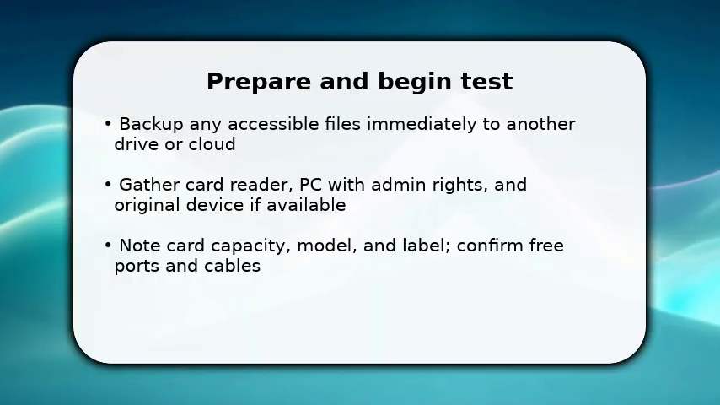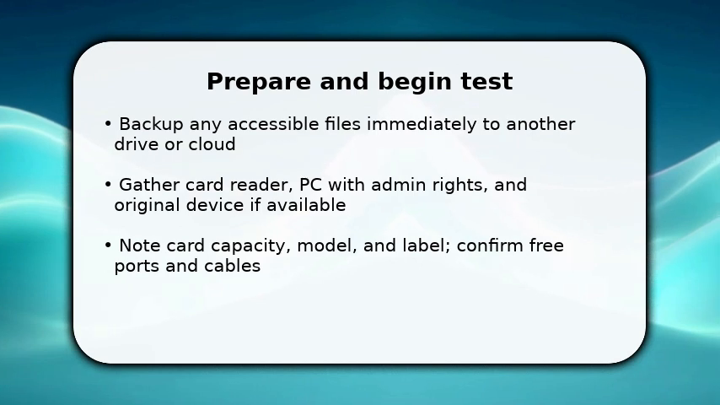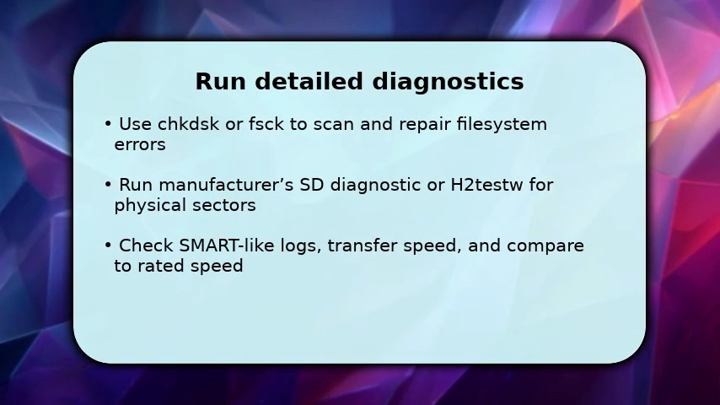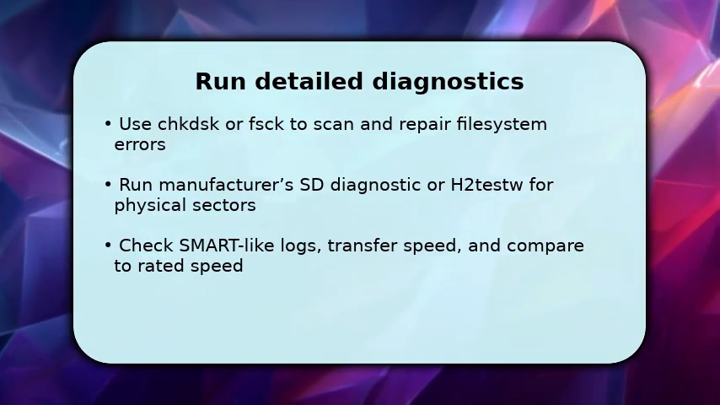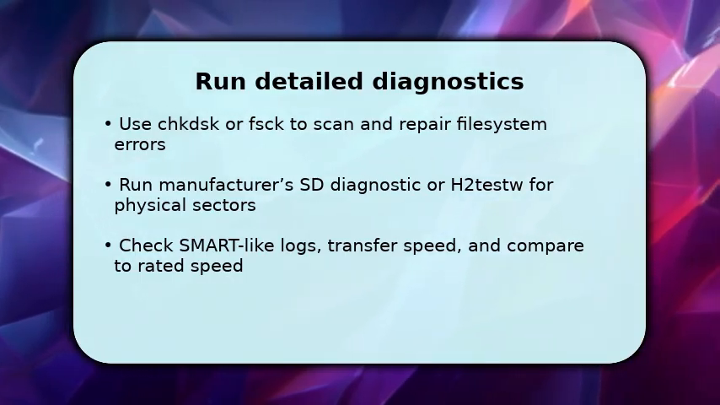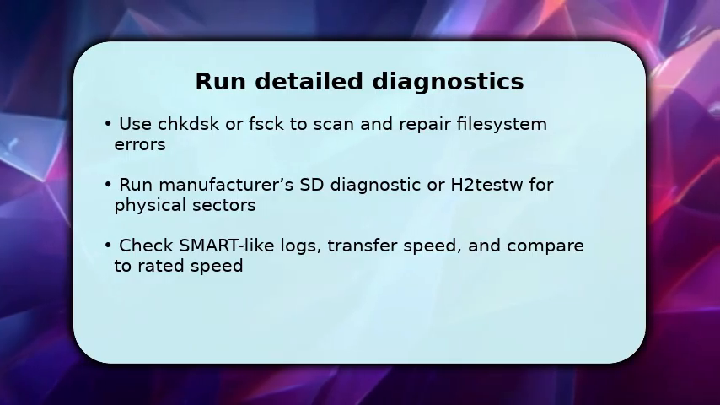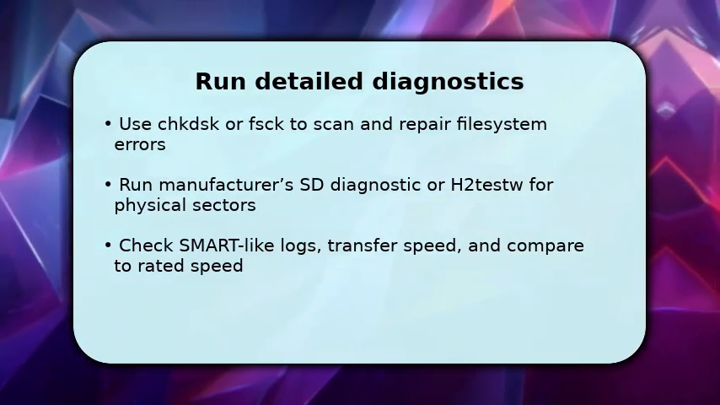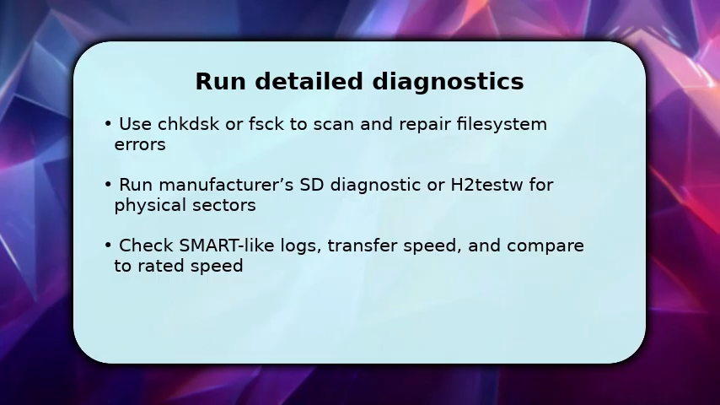Then open your File Explorer and check whether the card mounted, what file system it shows, and if files appear corrupted or missing. You should run file system checks. On Windows, use chkdsk /f. On macOS or Linux, run fsck after unmounting. These commands reveal and sometimes repair metadata corruption. Make sure to note errors.